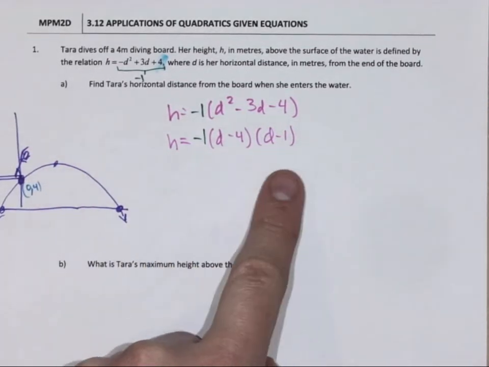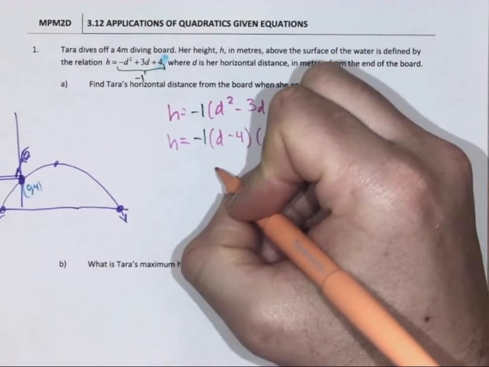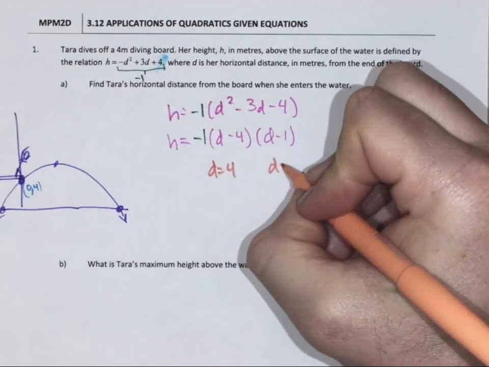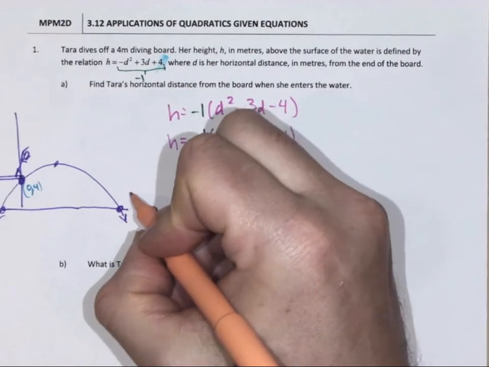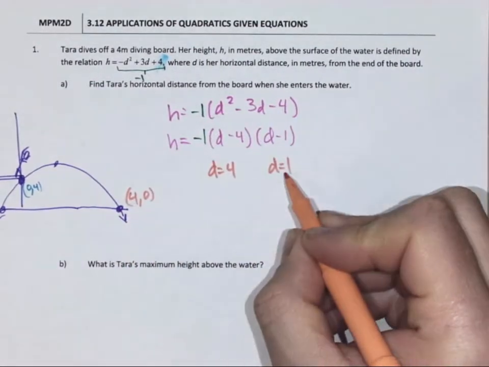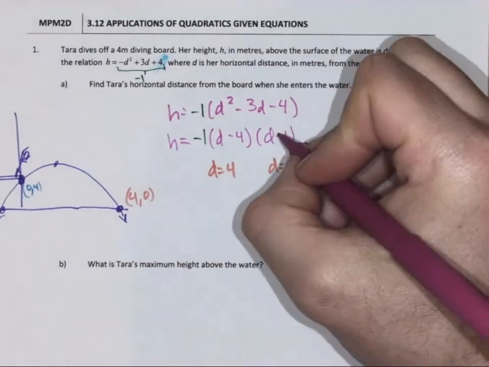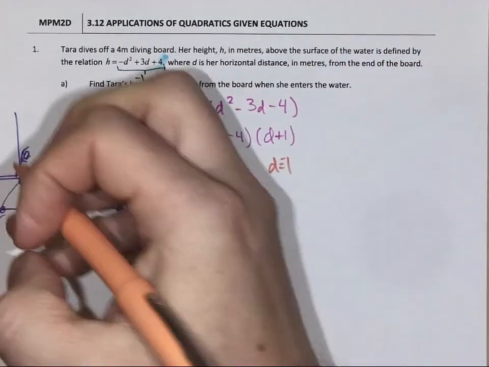And then from these, I set the first one equal to 0, we got d equals 4. Set the second one equal to 0, d equals negative 1, and those are my x-intercepts. So I know that this is (4, 0), and this is, sorry, I said positive 1, but I wrote negative. And that should be negative 1.